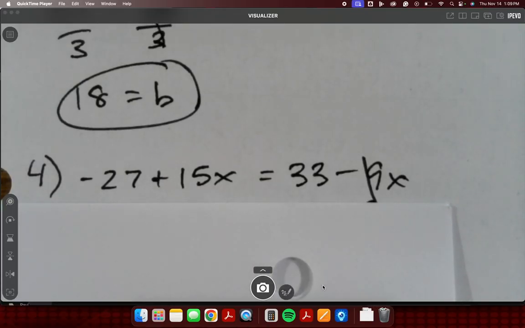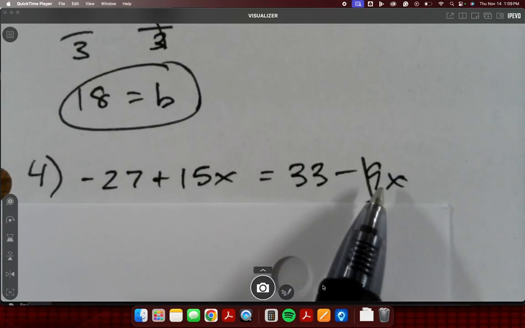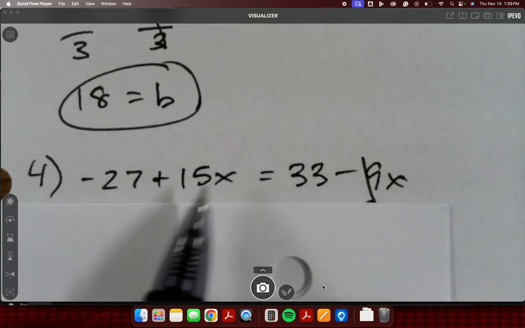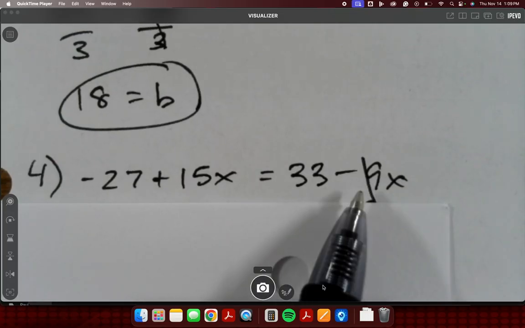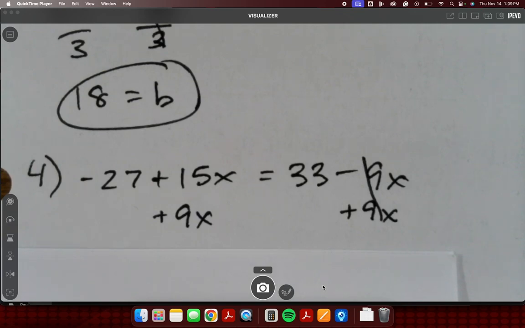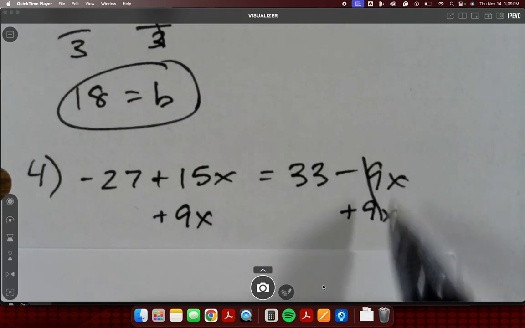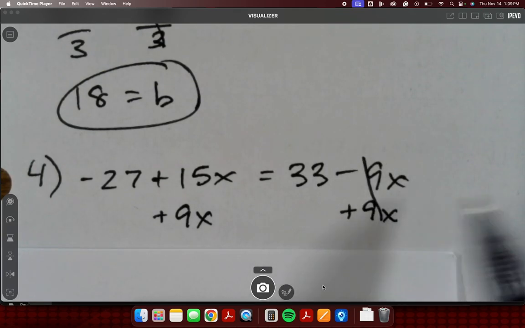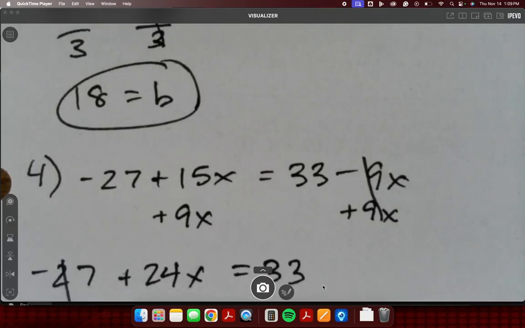So I think the best way to approach this is to first combine the two variables. And truly, it doesn't matter whether you move the 15 over to that side or the 9 over to this side. Either way can work. I chose to move this one, so it was a negative 9x, so I added 9x to both sides. These two canceled because negative 9x plus 9x is 0. 15x plus 9x is 24x.